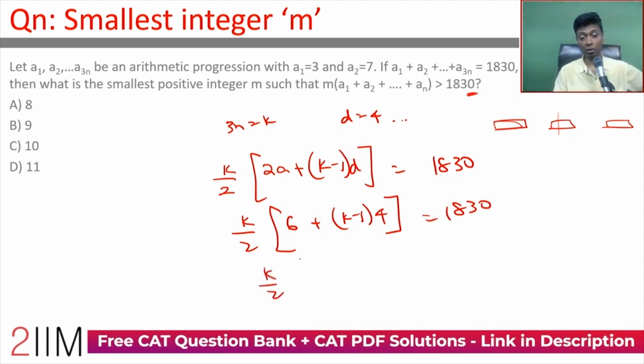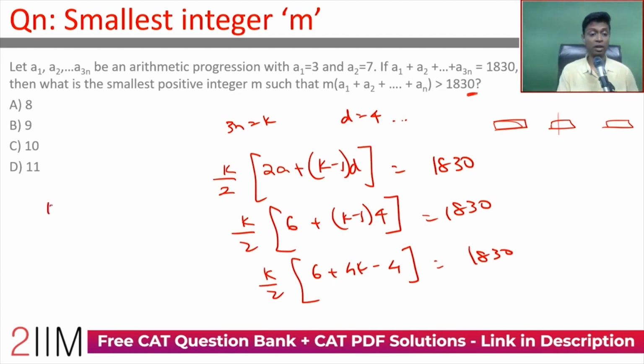k by 2 into 6 plus 4k minus 4 is 1830. This is 2 plus 4k, 1 plus 2k. k into 1 plus 2k is 1830. And we can solve this. 2k square plus k minus 1830 is 0.